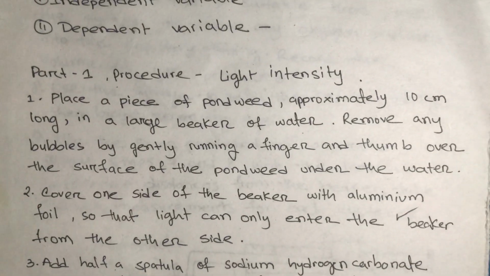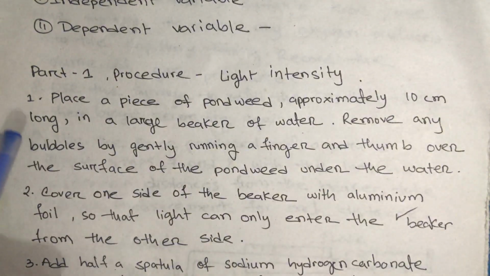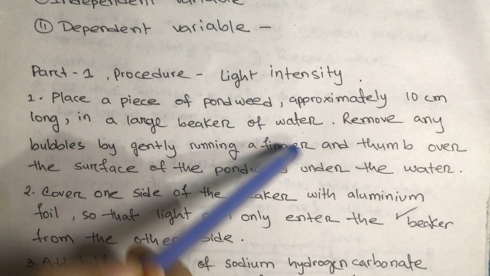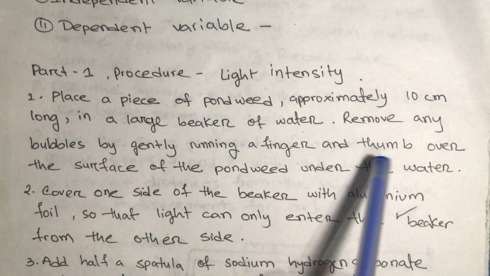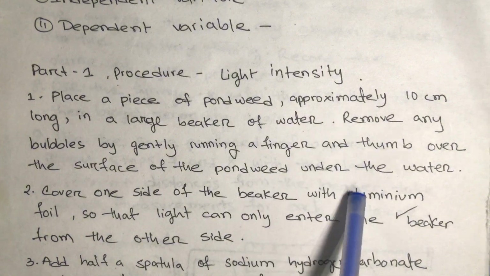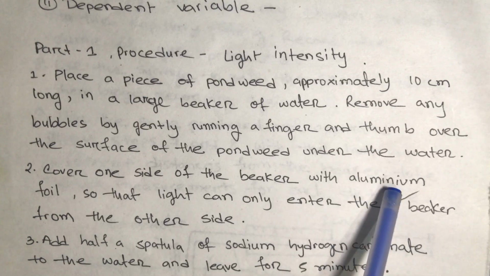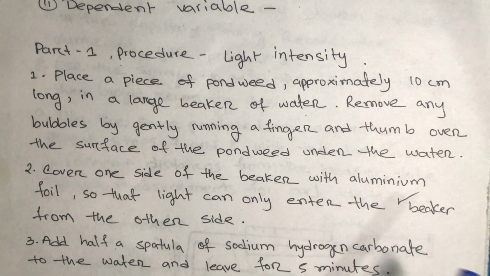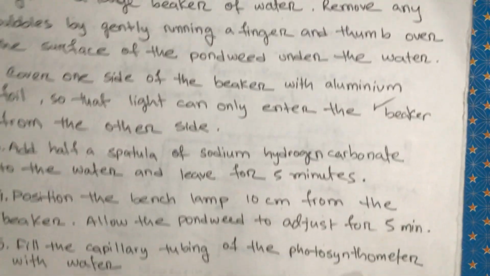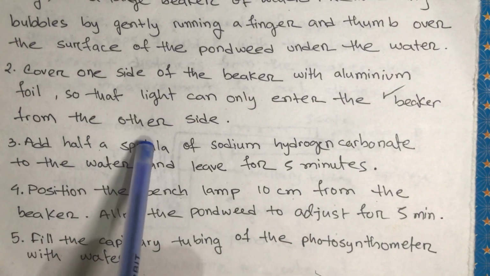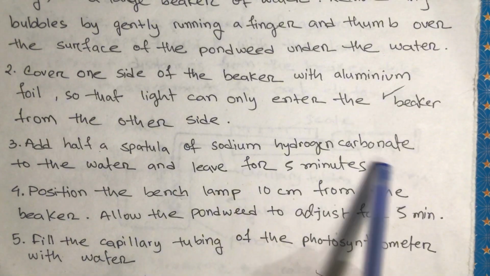Okay, so this is the procedure. At first, place a piece of pondweed approximately 10 centimeters long in a large beaker of water. Remove any bubbles by gently running a finger and thumb over the surface of the pondweed under the water. Cover one side of the beaker with aluminum foil so that light can only enter the beaker from the other side. Add half a spatula of sodium hydrogen carbonate to the water and leave for 5 minutes. And it works as a carbon source.